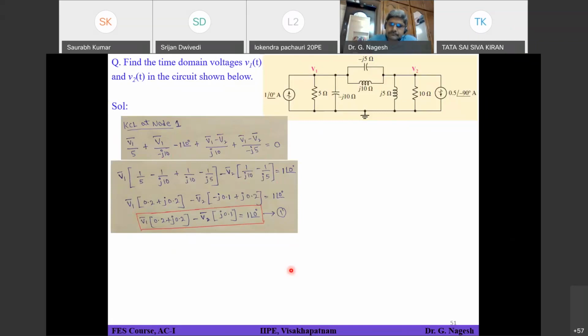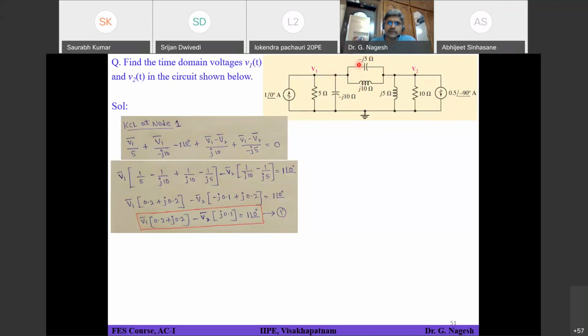Sir, can you please tell how the fourth term in KCL at node 1 is written? Here, this one, V1 minus V2 divided by J10. When you talk about this fourth term and fifth term, if you are reducing the parallel combination, that means minus J5 ohms in parallel with J10, you will get one term. So straight away you can write V1 minus V2 divided by whatever you are getting. If you are not reducing the parallel combination, and you are straight away writing from the circuit, we can assume that there are two currents leaving out of this node 1.